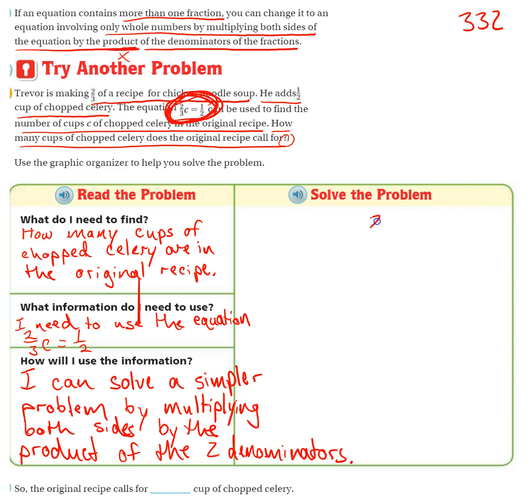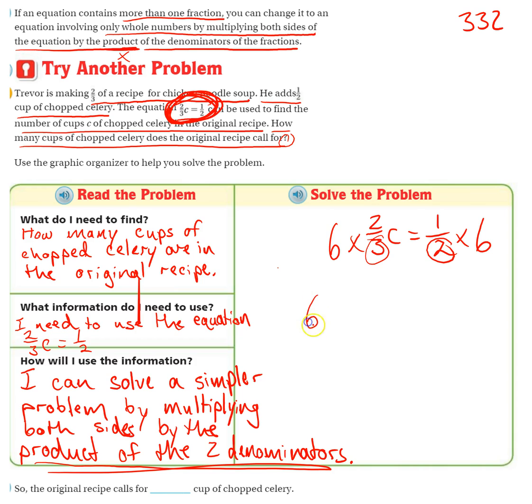Let's write the equation. 2/3 C equals 1/2. My two denominators are 3 and 2. So I've got to multiply 3 times 2, the product of the two denominators. That's 6. So now I know I need to multiply both sides by 6, and that will give me whole numbers.